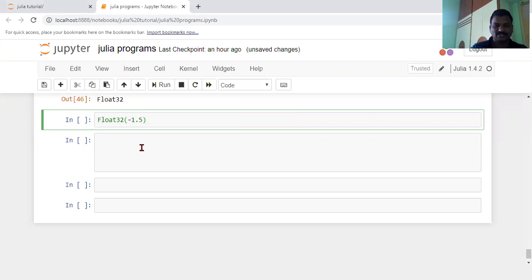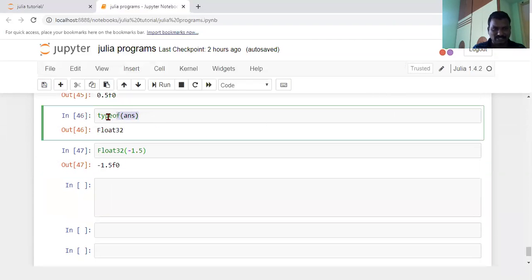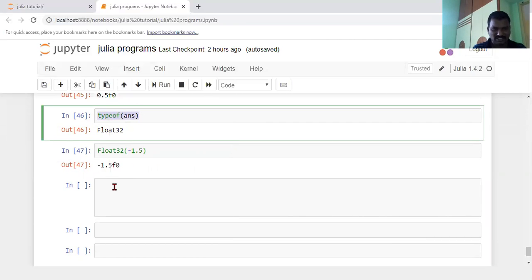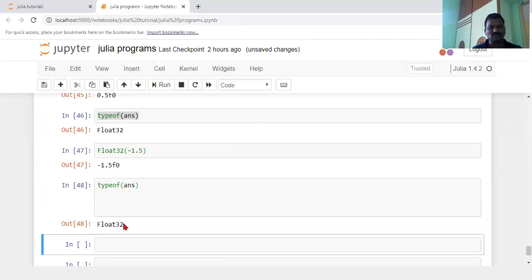For example, execute this one. Here I want to know whether it is a 64 into float 32 or 64. Then you require the answer, the type of the answer. What is the type of the answer in this case? That means the current type of the answer will be represented. The type of the answer is a float 32.